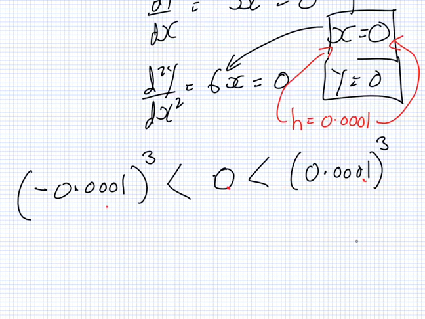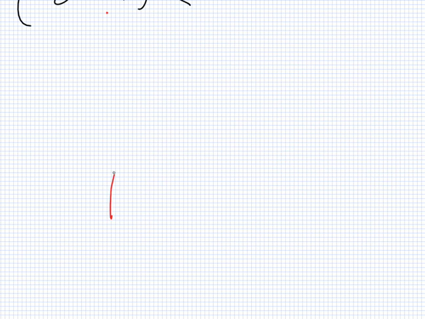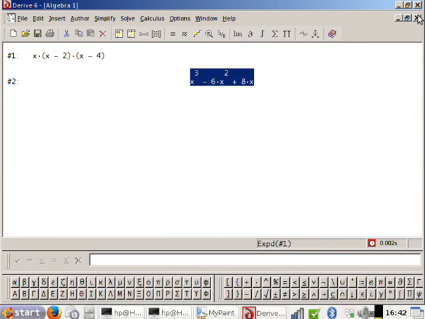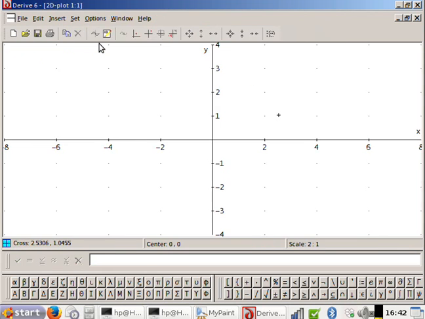So the shape should look something like this. Well, let me surprise you. So x cubed. Oh, look at that. So it is a saddle point. Goes concave, flat, convex.